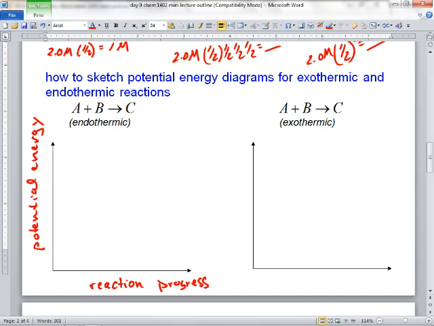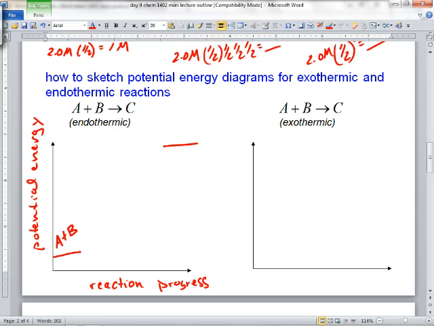It's sucking up heat. So it's going to have to start out at a low energy, end up at a high energy. Endothermic. Start out low, end up high. Okay? Start out low, end up high. Well, what starts out? The reactants do. So you can write the word reactants, but I think we should be more specific and write down what the reactants actually are.